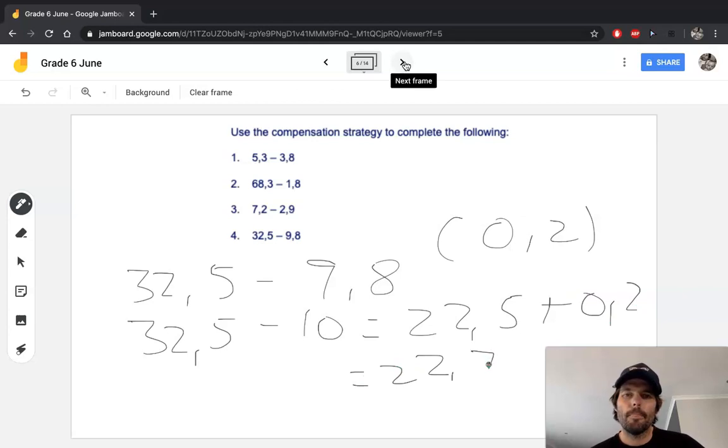Okay? Just remember the checking strategies that you can use. I can take the 22,7, I can add it to 9,8, and I need to get 32,5. Okay? And then if you end up with that answer, then happy days, you know that your calculations are correct. So we just do the opposite. We do the opposite of the subtraction, and we do the addition.